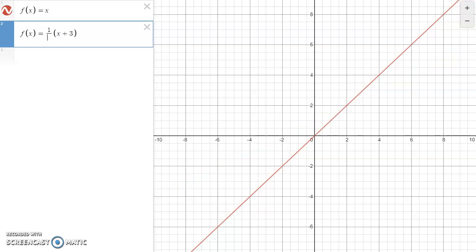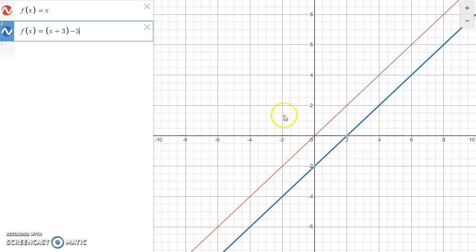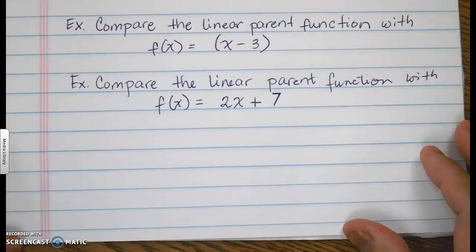So what if I keep it, but then I want to slide it? So notice my blue line. What if I want to slide it below? So I want to minus, let's say, a 5. Then from the original position, it goes down 5 units.